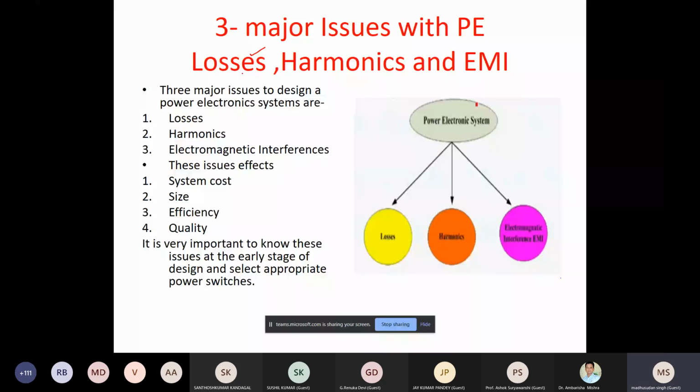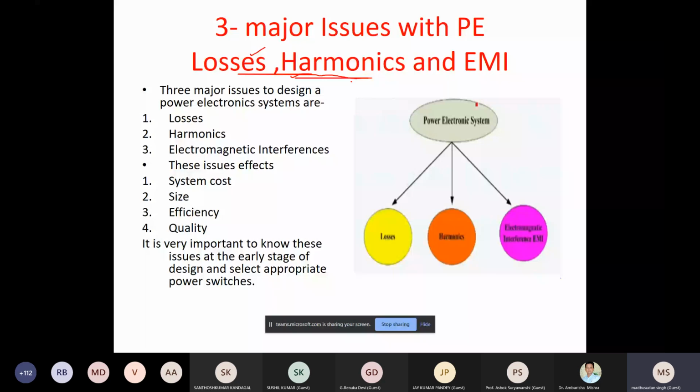But harmonic is another issue. As I said, PE systems are interface between source and load. The load has a different requirement. Source has a fixed nature of its terminal behavior. So when you use power electronic system, it basically does switching action on your normal supply. So your supply voltage in fact is switched, right?